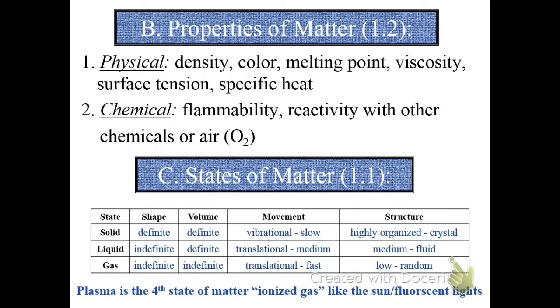There is a fourth state of matter, plasma, which we won't be studying too much in this course, and it acts a lot like a gas, but it's ionized, which means that its electrons have been stripped off, and you'll understand more what that means as we go deeper into this class.